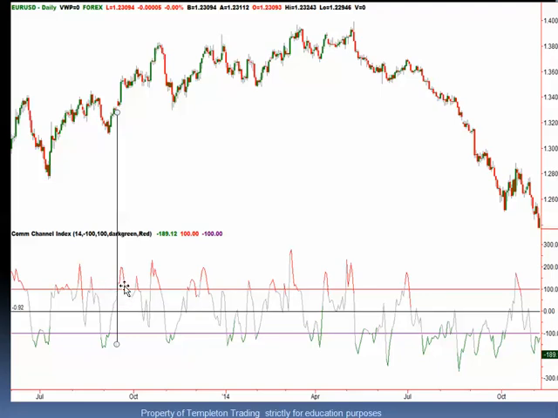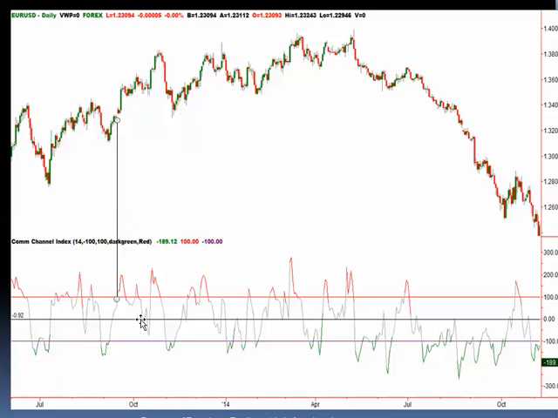So we buy the euro dollar, and then we hold until the CCI crosses the zero line. So the entry is when it crosses the positive 100 line, and the exit is when it crosses back below the zero line. So you would have entered here, and then your exit would have been here, and you should have caught the move from there up to there, which is about 200 pips.